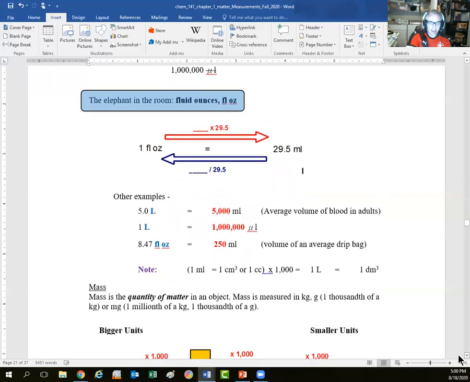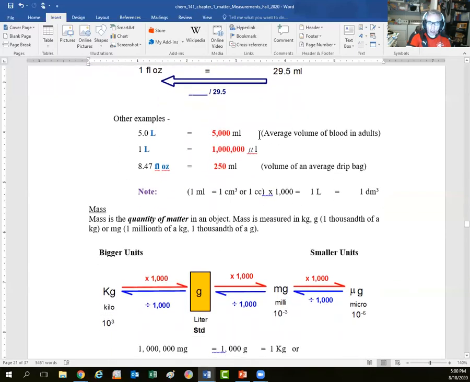5 litres is the volume of blood normally in an adult male. That's equal to 5,000 millilitres. 1 litre, as we said, was equal to 1 million microlitres. 8.47 fluid ounces is about 250 millilitres, which is normally the average size of a drip bag given to a patient. Just be aware that millilitres is sometimes described as cubic centimeters or cc's.